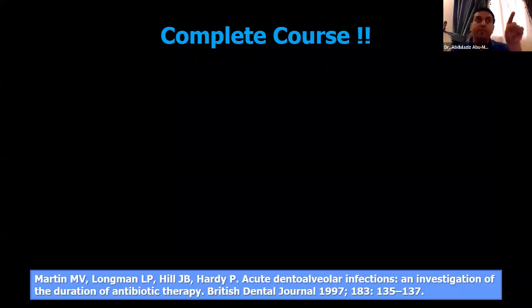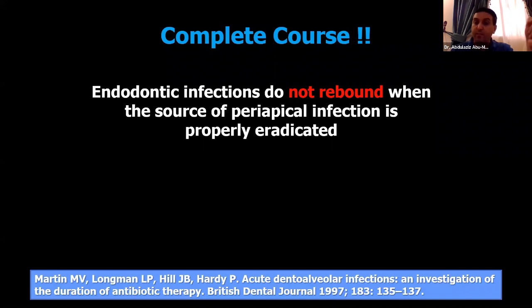The source of infection is inside the root canal. It's not outside the root canal. The antibiotics don't cure the bacteria outside. We need to clean and shape the tooth, and that's the only thing that will remove the bacteria. So we don't need it. If the patient comes to you, you give antibiotics and there is a swelling, and after 2-3 days you see the swelling going down, at that time you can stop using the antibiotics.